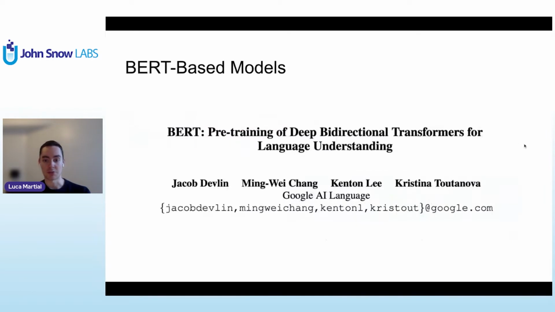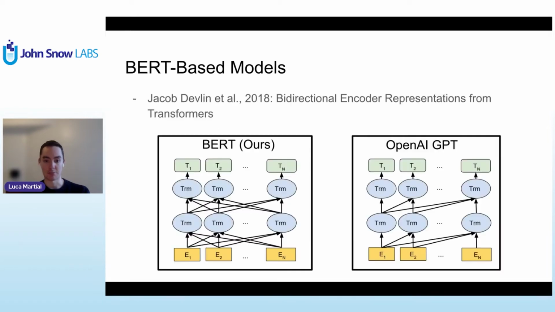So let me introduce these models. BERT is a paper that was submitted to arXiv in 2018 by Jacob Devlin and colleagues at Google. And BERT stands for bidirectional encoder representations from transformers. In essence, it's a language model that has multi-layer bidirectional transformer architecture, which are just stacked encoder blocks.